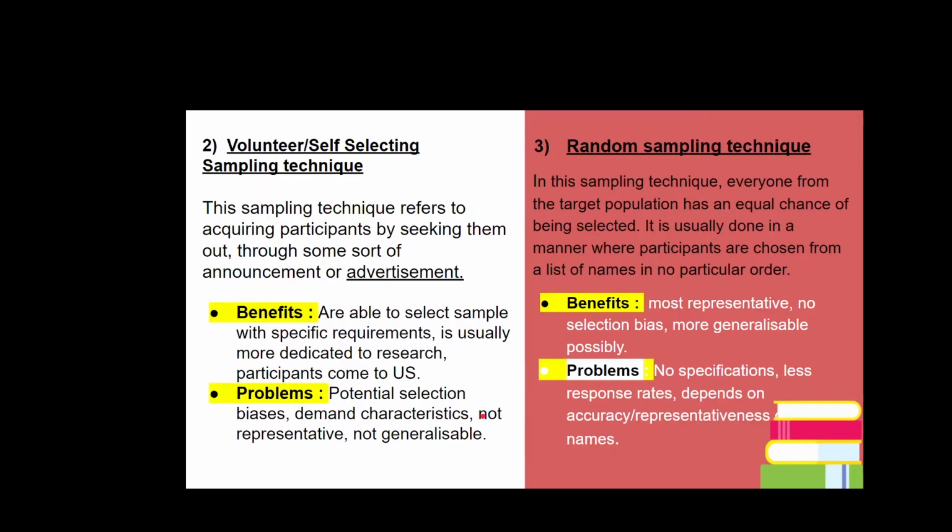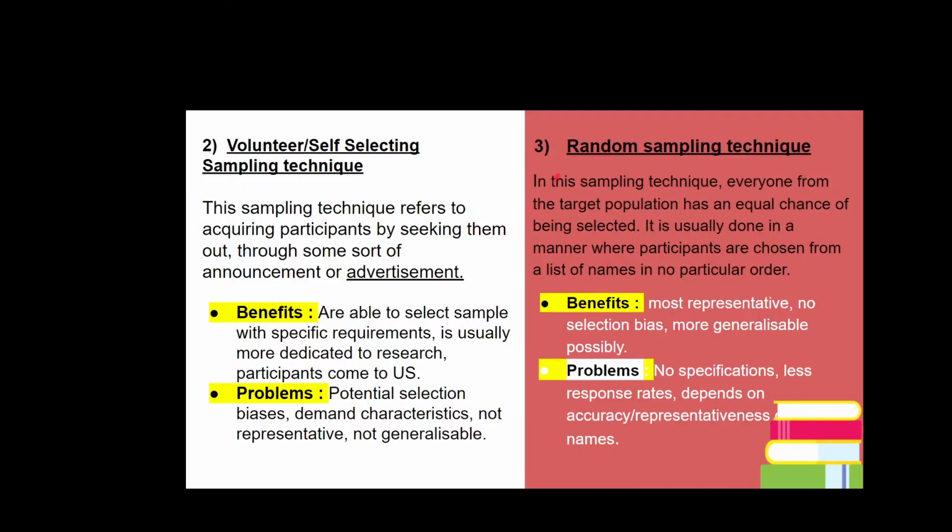The third is that you can imagine that participants who choose to be part of a study, who volunteer, are likely to share some similar traits or characteristics. These similarities reduce the generalizability of your sample and your study, because it's less representative.